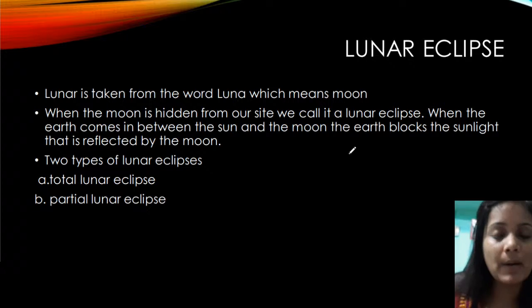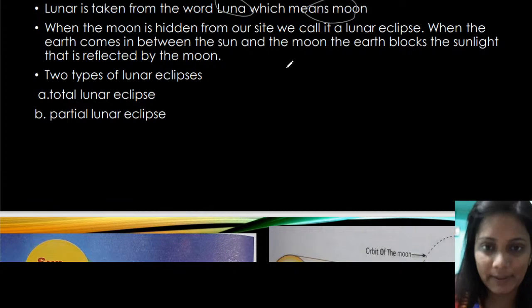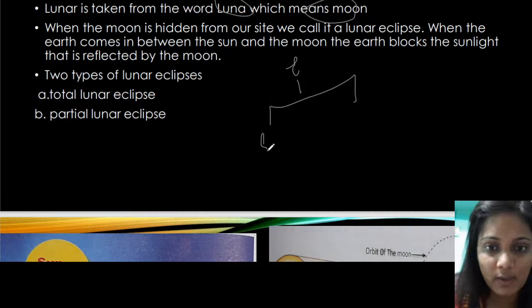Now we are talking about the lunar eclipse. Solar eclipse we have done, which is due to the sun. But now we are doing the lunar eclipse, talking about the moon. Lunar is a word taken from the word luna, and it means moon. Now we need to understand what we have seen: an eclipse is of two types. One is solar and the second one is lunar.